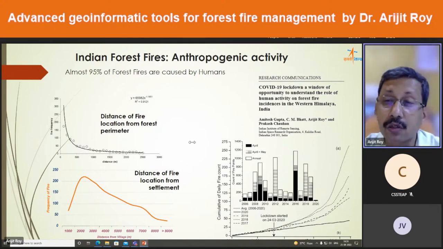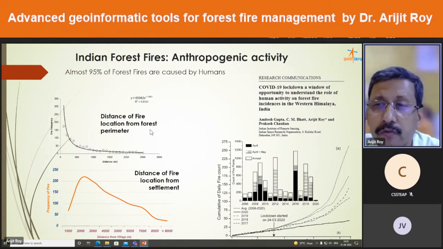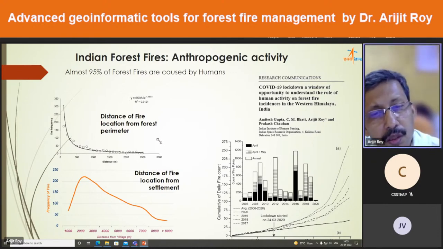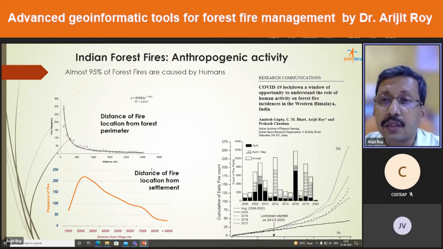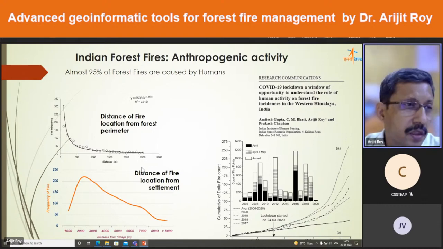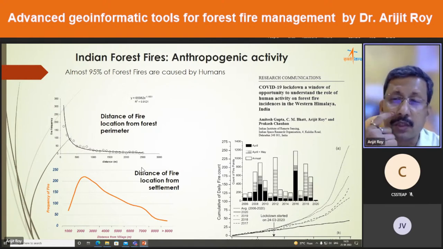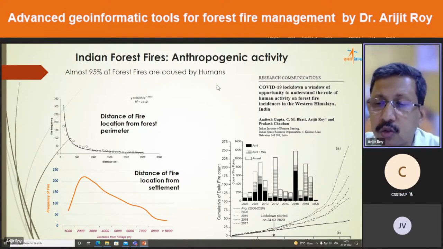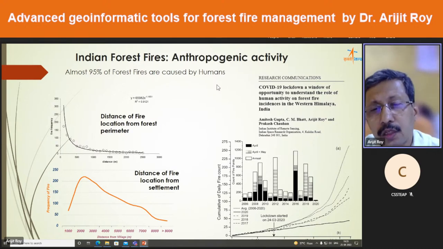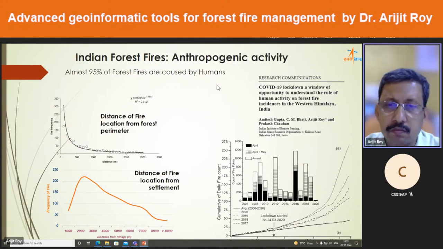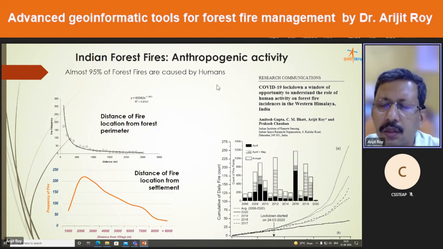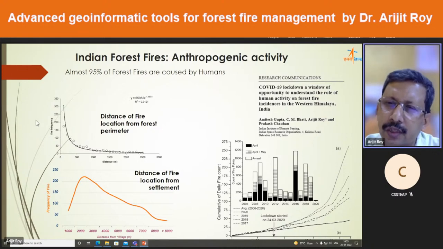But this COVID-19 lockdown provided us a beautiful window of opportunity to understand and also to quantify the impact of human activities on the forest fires, especially in the Western Himalayan region of Uttarakhand and Himachal Pradesh. During the lockdown, we plotted the cumulative daily fire incidences from 1st of March to mid of May of 2020.